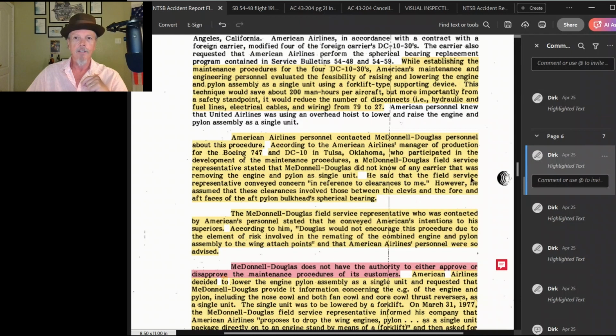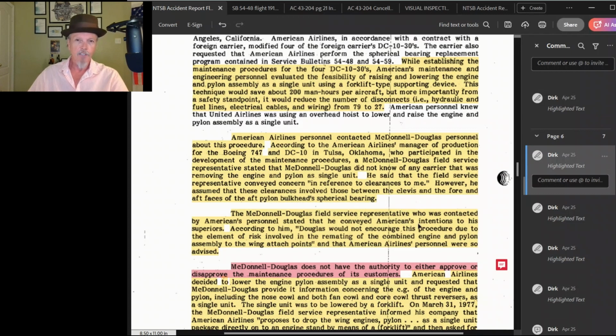He said that the field service representative conveyed concern in reference to clearances to me. However, he assumed that these clearances involved those between the clevis and the fore and aft faces of the pylon bulkhead spherical bearing.